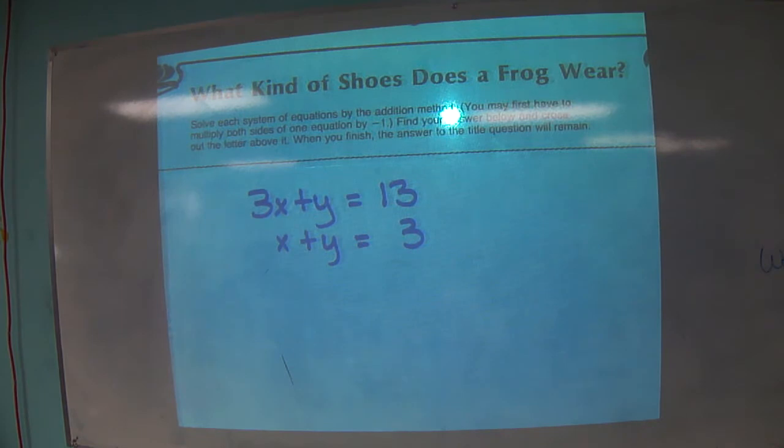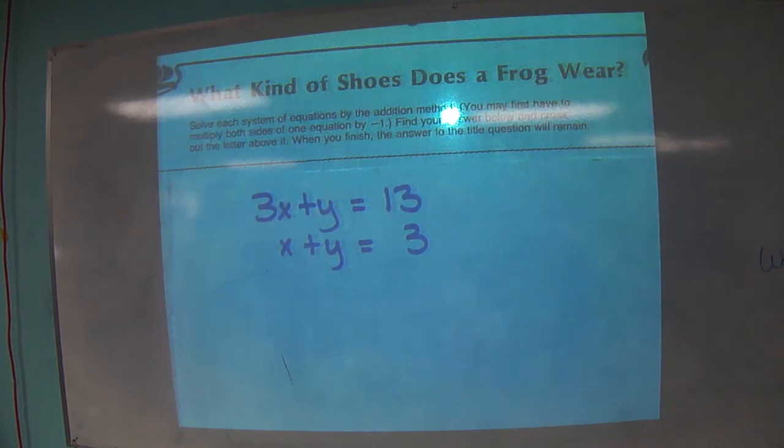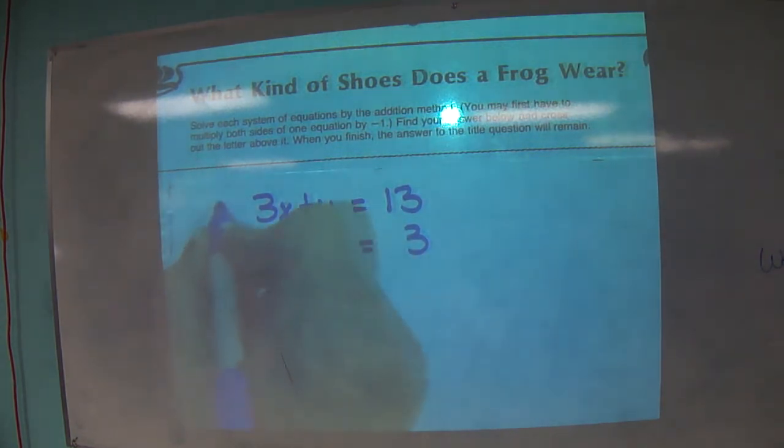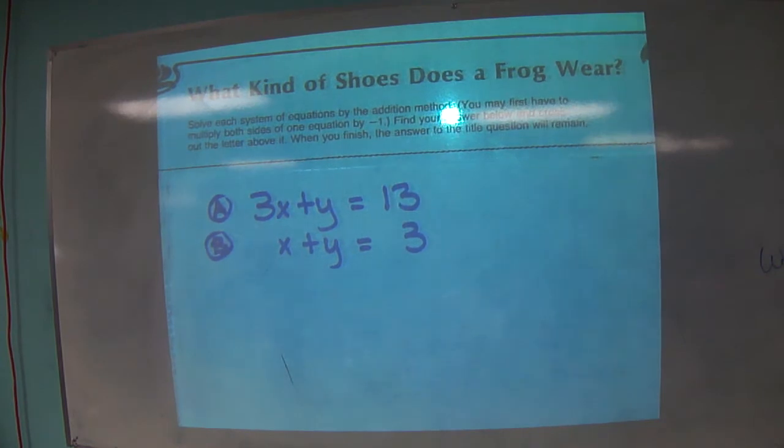All right, so this is number 3. What I like to do with systems of equations, to help keep them in order, is label them A and B, because I have 2 different equations involved here. When we use the addition method, we just add them together. But we have a problem here, don't we? Can we add these 2 together and get rid of either x or y? No. Is there something we could do to make that happen?